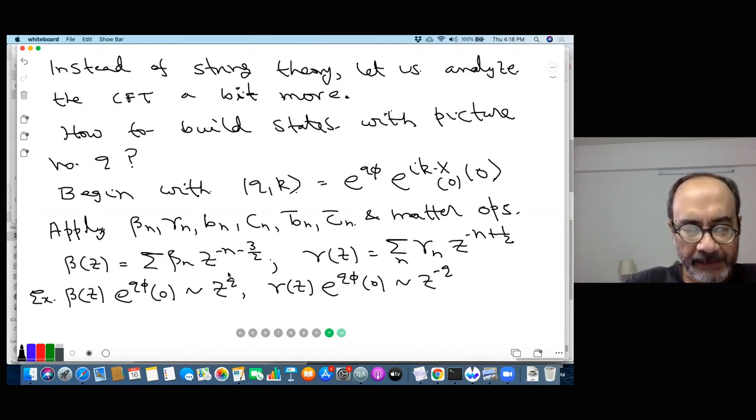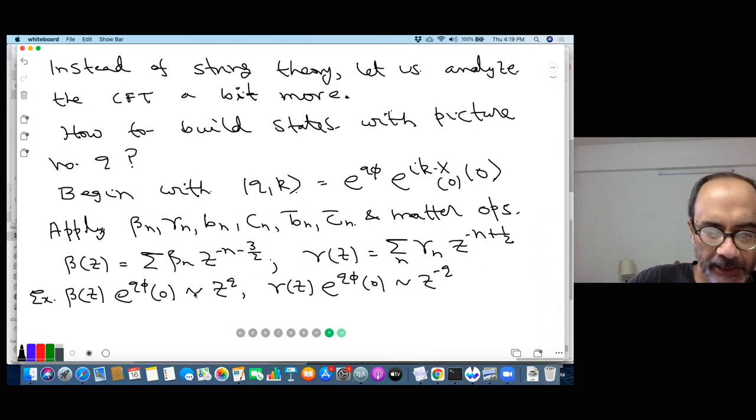So if you compare this, we see that you get some condition on what kind of beta n can give you a non-zero answer. Because if, for example, this power becomes less than q, say q minus 1, then the corresponding beta n must annihilate this state. Because the leading term goes as z to the q, so you cannot have any term of the form z to the q minus 1. Similarly, here you cannot have any term of the form z to the minus q minus 1.